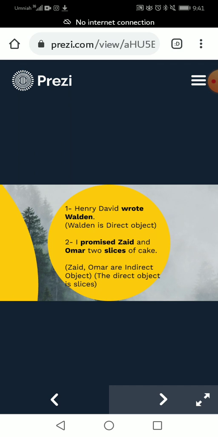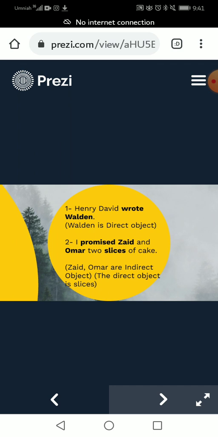Now here we have Henry David wrote Walden. Now Walden in this sentence is the direct object because it receives the action of the verb wrote. And if we ask this question, what did Henry David write? The answer will be Walden. So Walden is the direct object.